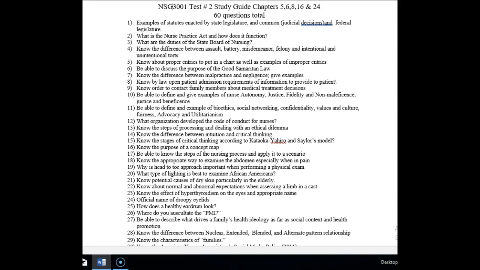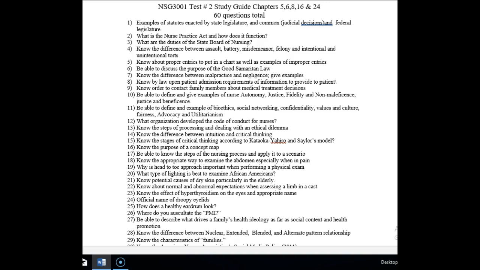Okay. What is the Nurse Practice Act and how does it function? Nurse Practice Acts permit the State Board of Nursing basically to set rules, regulations, and guidelines that specifically define the standard of care in nursing practice. An example is the guidelines that define patient abandonment.